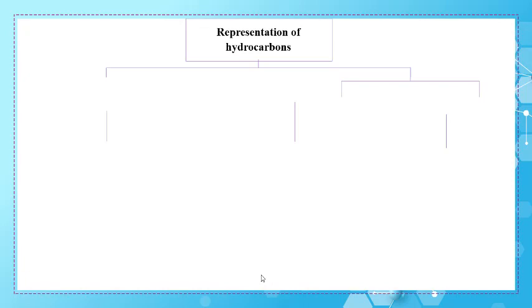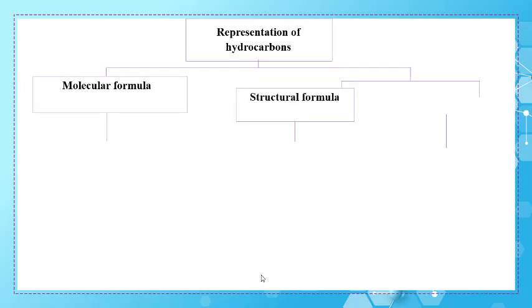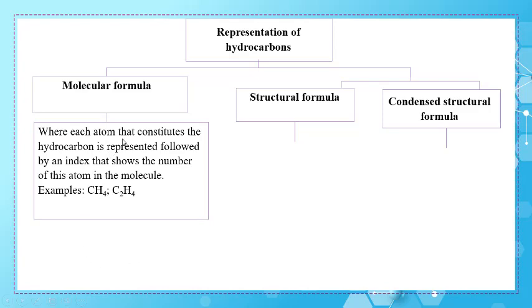The representation of hydrocarbons. A hydrocarbon can be represented by its molecular formula, by its structural formula, or by its condensed structural formula. What is the difference between these representations? In the molecular formula, each atom that constitutes the hydrocarbon is represented followed by an index that shows the number of this atom in the molecule. Example: CH4. In CH4, you can notice the atoms that constitute the molecule and the index that shows the number of each of these atoms in the molecule. The same for C2H4, we have the atoms that constitute the molecule and the number of each atom in this molecule.